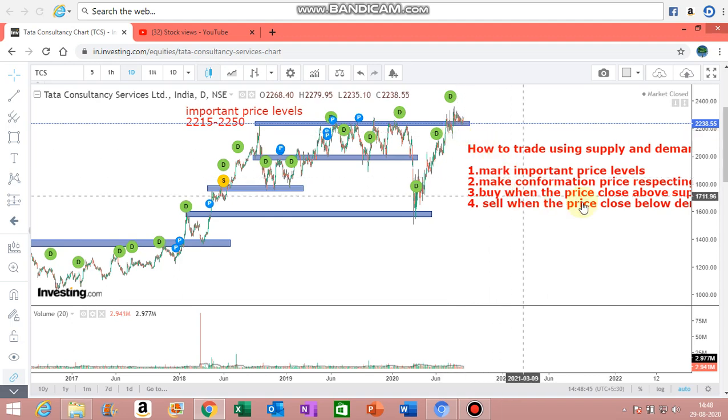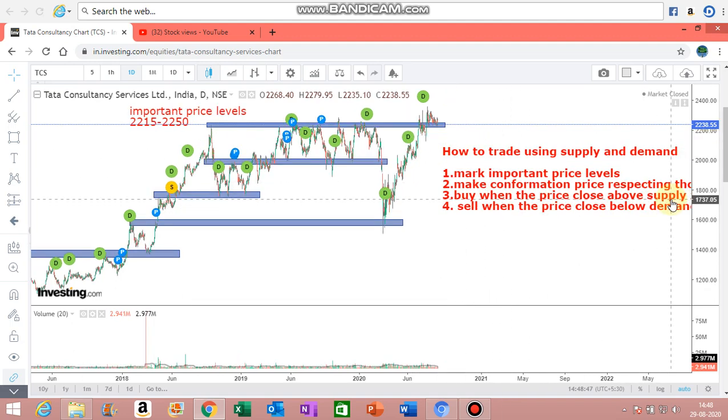So buy when the price closes above the supply zone. This is the important point. The supply zone is this, like 2215 to 2250. This is the supply level. So third point, if you want to buy TCS, the price should close above those levels.